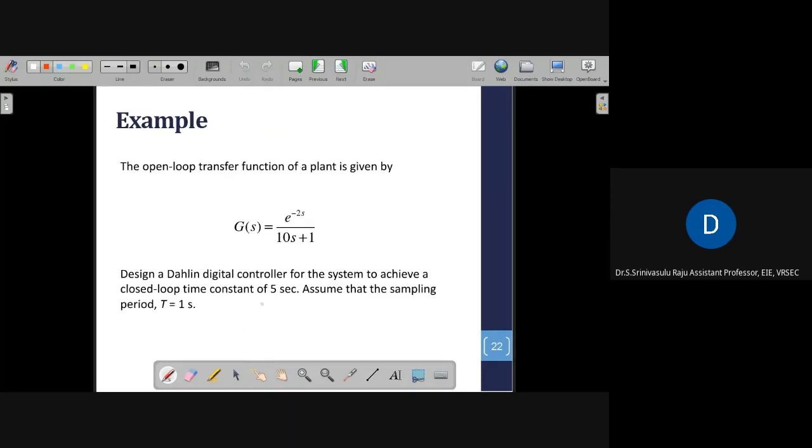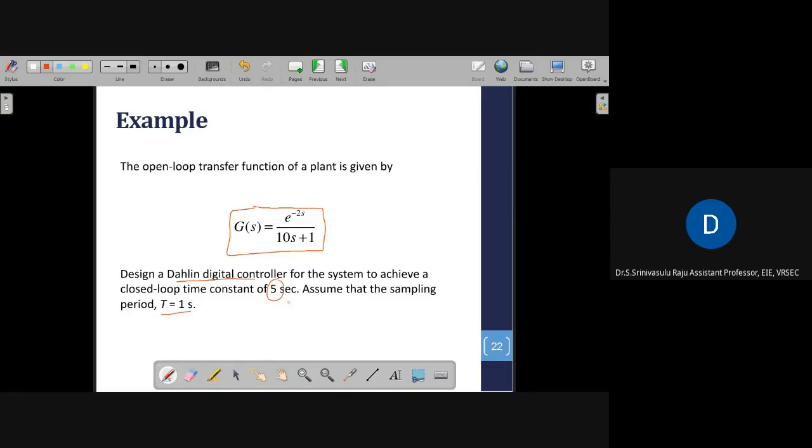So we are considering a similar structure, or similar plan, to what we have done earlier. That means with the help of the deadbeat algorithm. So the same plan has been considered here. We are trying to implement the Dahlins digital controller for the same system. The time period is also the same, but here the closed loop time constant is 5 seconds.